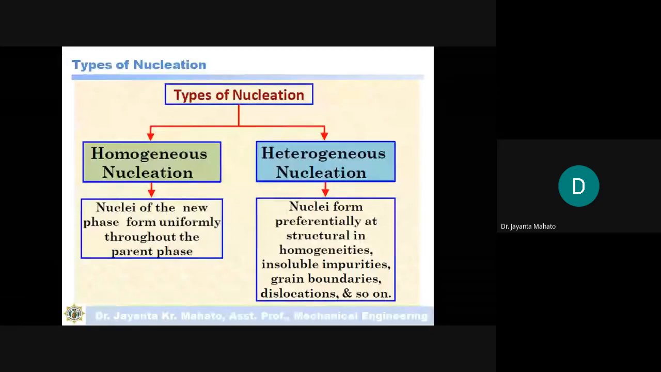So at that place, homogeneity is not maintained, but within the grain boundaries or soluble impurities or at the dislocations, heterogeneous nucleation occurs.